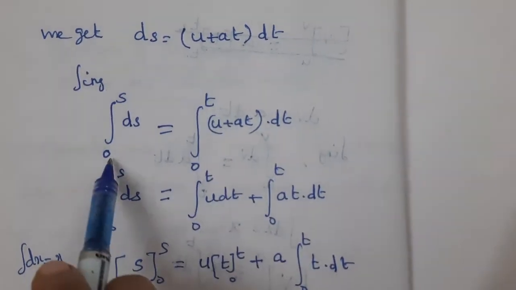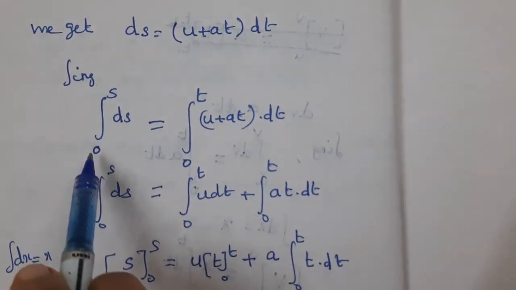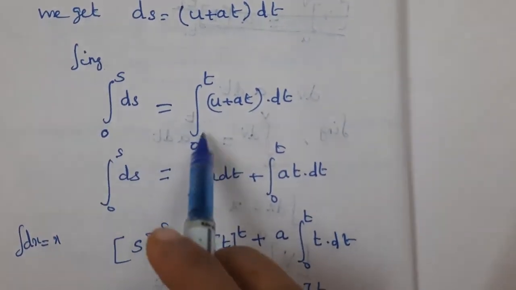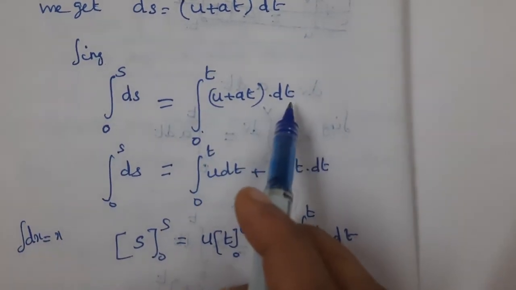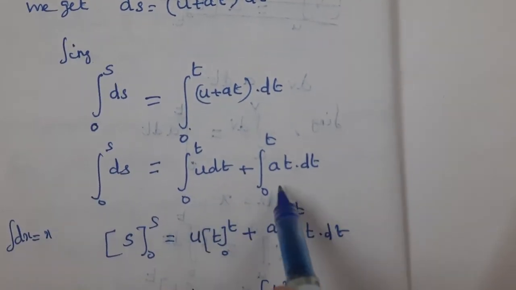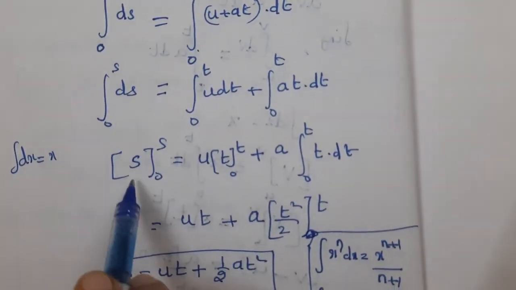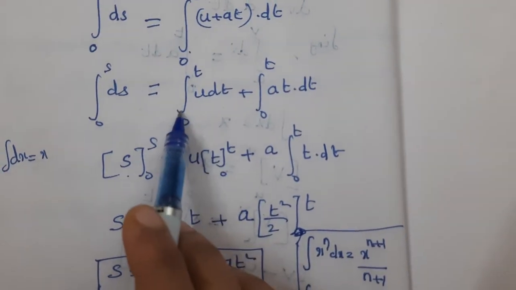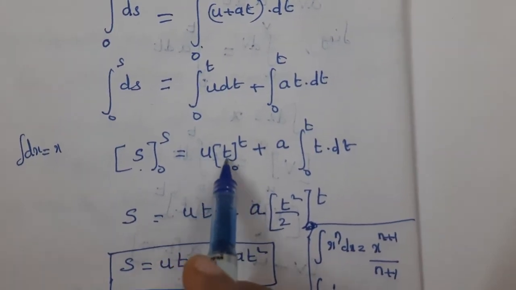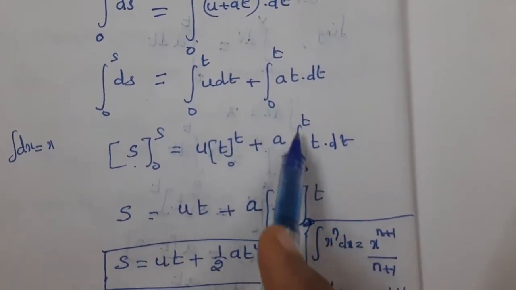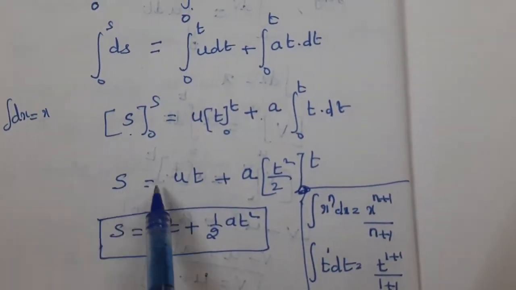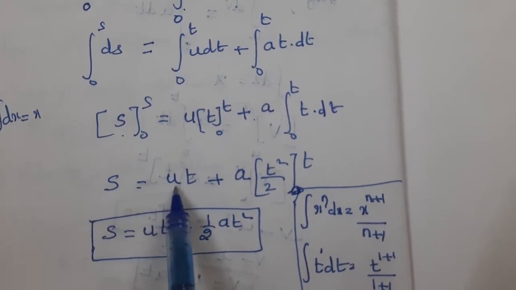Integrating both the sides, integral 0 to s ds. The particle starts from the origin to the displacement s. So, integral 0 to s ds is equal to integral 0 to t of u plus at into dt. Here, we can write u into dt plus at into dt. Now integration of ds is s. Here u we can take outside, and integration of dt is t. So ut plus a in the integration 0 to t dt. Upper limit minus lower limit means we get s minus 0, s, and u into t minus 0, t.